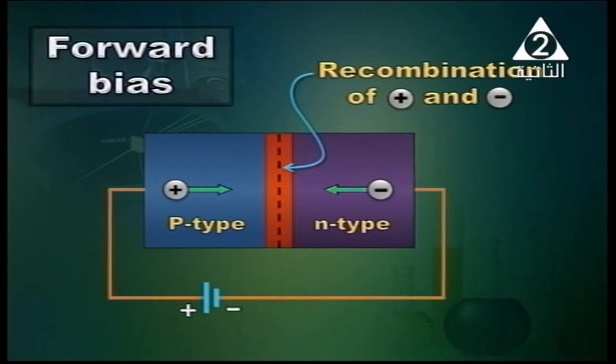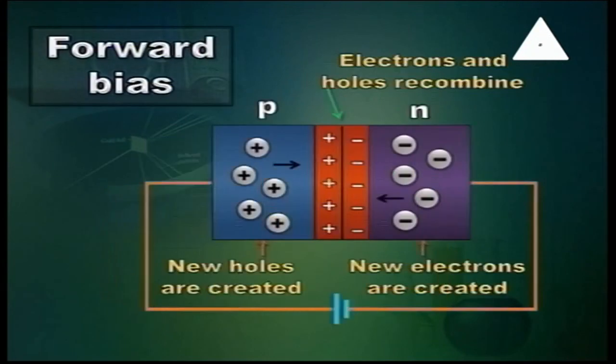Talking about forward bias, N is connected to the negative electrode. P is connected to the positive electrode. The negative electrode will push free electrons and make them pass through the barrier. So we say depletion decreases, barrier decreases, and current flows.